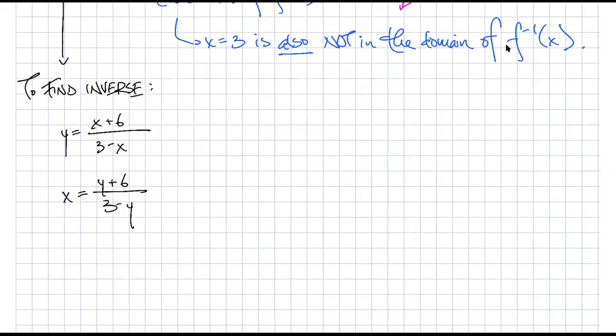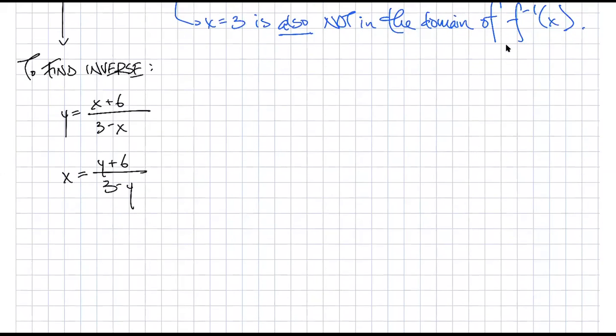All right, yeah, we take that denominator, we multiply both sides by 3 minus y. And so that's going to give us x times 3 minus y equals y plus 6. Okay.